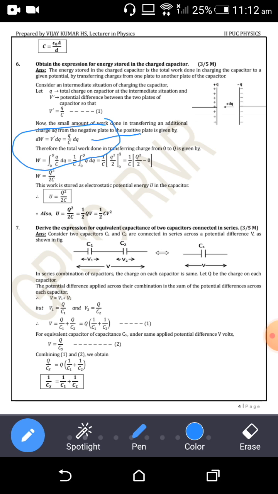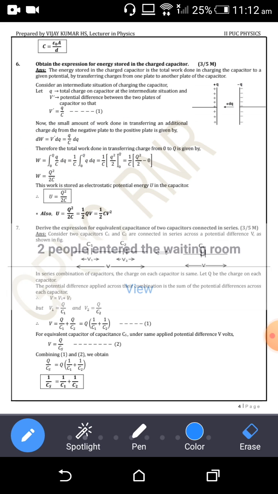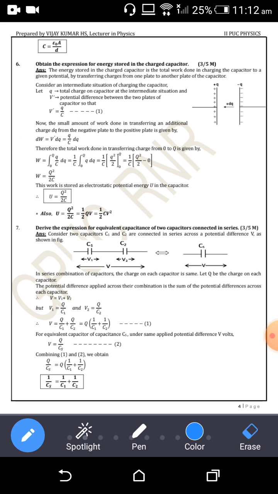Integration of dw is nothing but w itself. And next is q by c into dq, and we have taken the limit from 0 to capital Q, that is from the initial state to the maximum state. Hence we have taken 1 by c outside, so we have 1 by c times the integral from 0 to capital Q of small q dq.